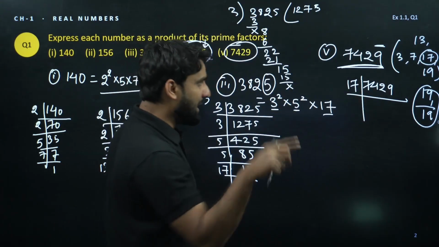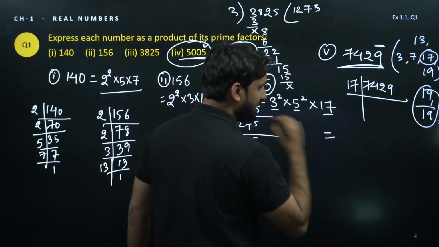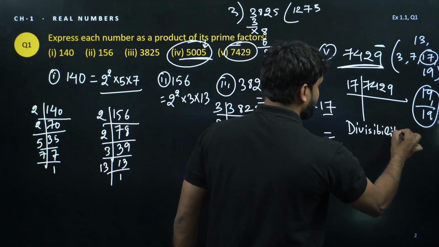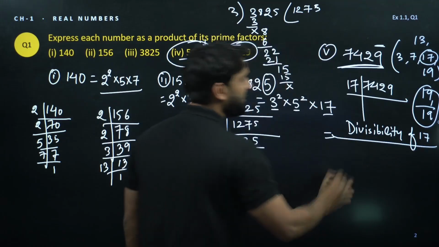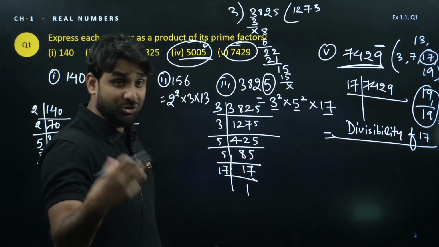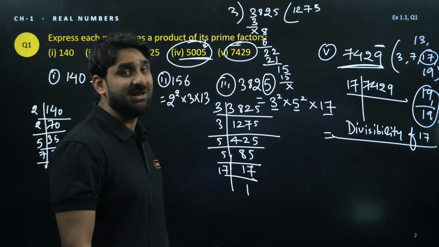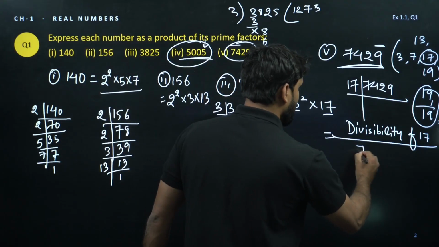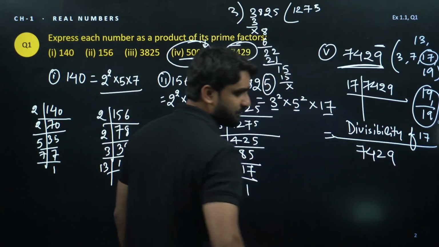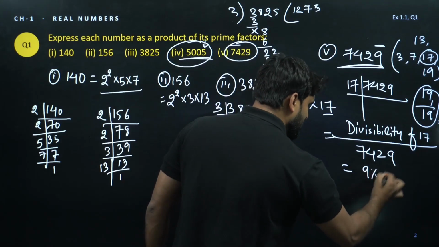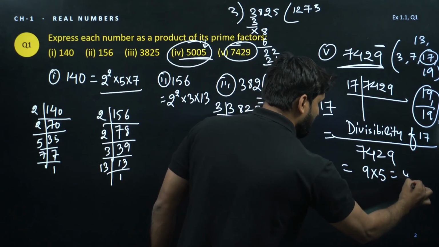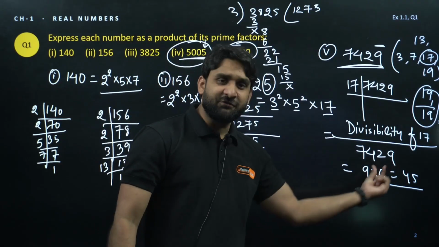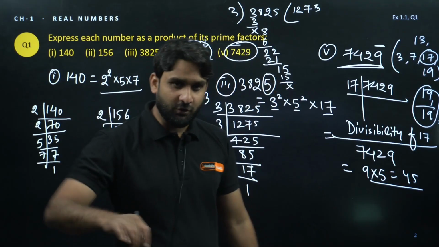Let me tell you how I came to know about this. Listen. You can check the divisibility of 17. Let me give you the short trick to check whether a number can be divided by 17 or not. So here we have the number 7429. My dear, multiply the last digit 9 by 5. So what are we getting here? 45.